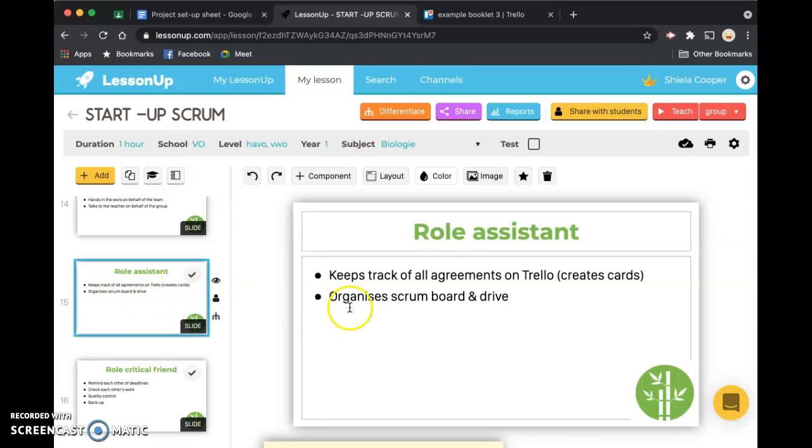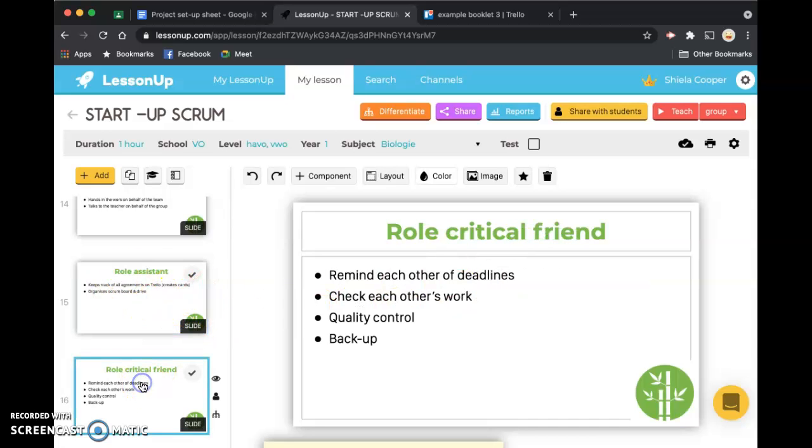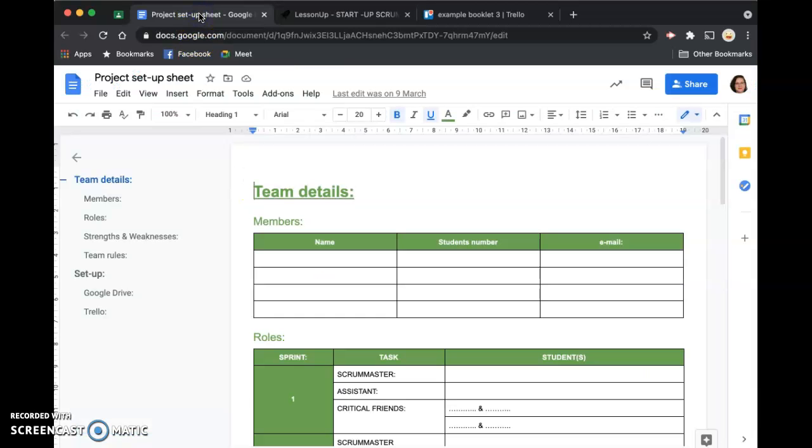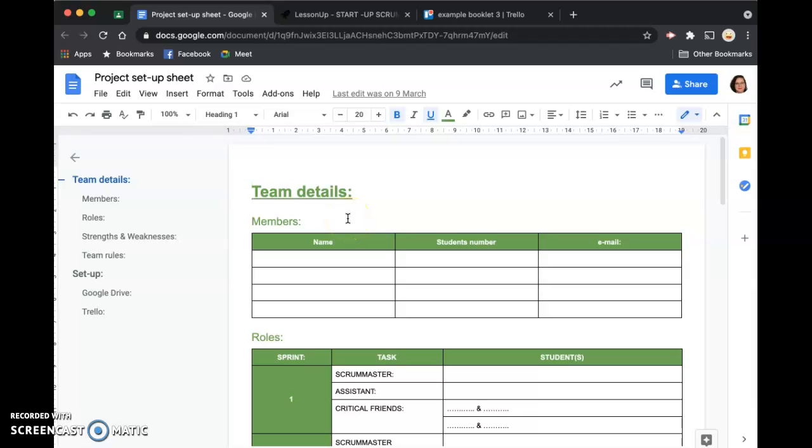You also have the assistant who keeps everything organized, and the most important role, in my opinion, is the critical friend. So everybody has a critical friend. If you're in a group with someone, then you're always going to have a critical friend, and you're always going to be a critical friend for somebody because you're always going to be checking each other's work and reminding each other of deadlines, being quality control. And also, if you're critical friends to somebody and they pull out at the last minute, you need to cover their work.